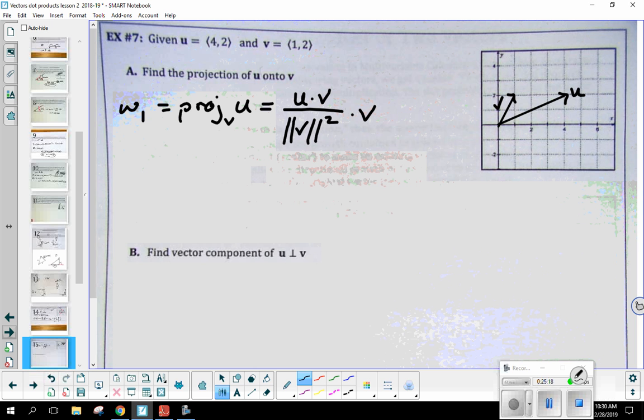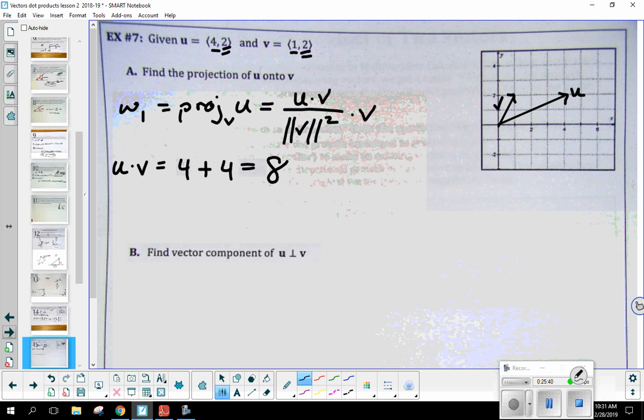Okay, so you may not be done, and that's okay, but let me go ahead and catch up to you. First, we need the dot product. So u dot v. Okay, so I'm going to multiply 4 times what? 1, so that'll give me 4. And then we're going to add the other product, so 2 times 2. So did everybody get a dot product of 8?